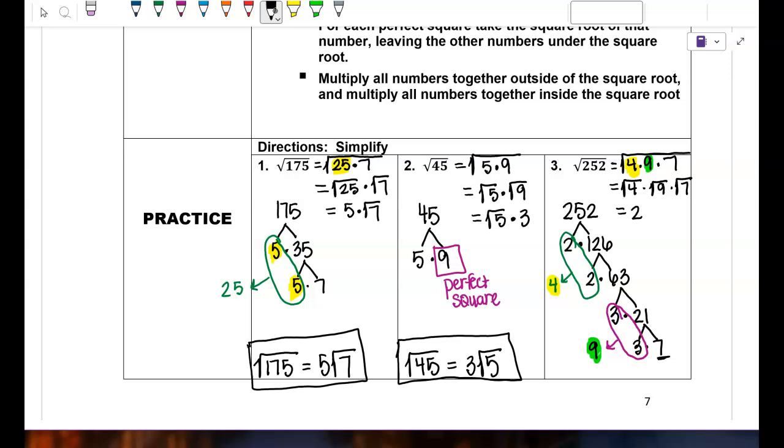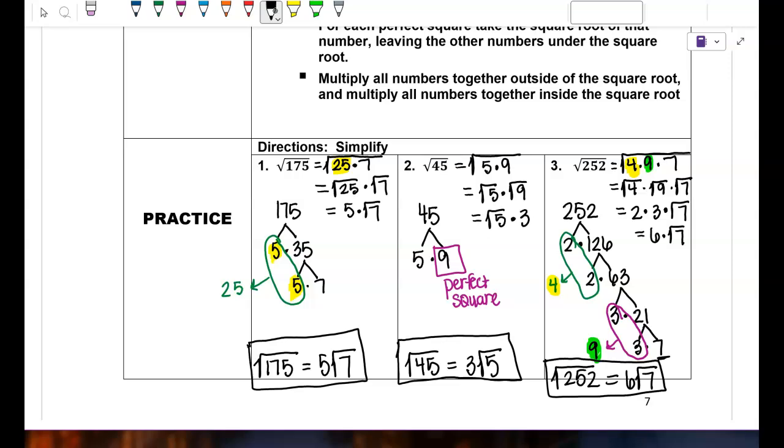Square root of 4 is 2. The square root of 9 is 3. I cannot simplify the square root of 7. So now I have 2 times 3 times the square root of 7. Now this is where I said multiply all numbers together outside of the square root. We have a 2 times 3 on the outside. So this is 6 times radical 7. So the square root of 252 equals 6 times the square root of 7.